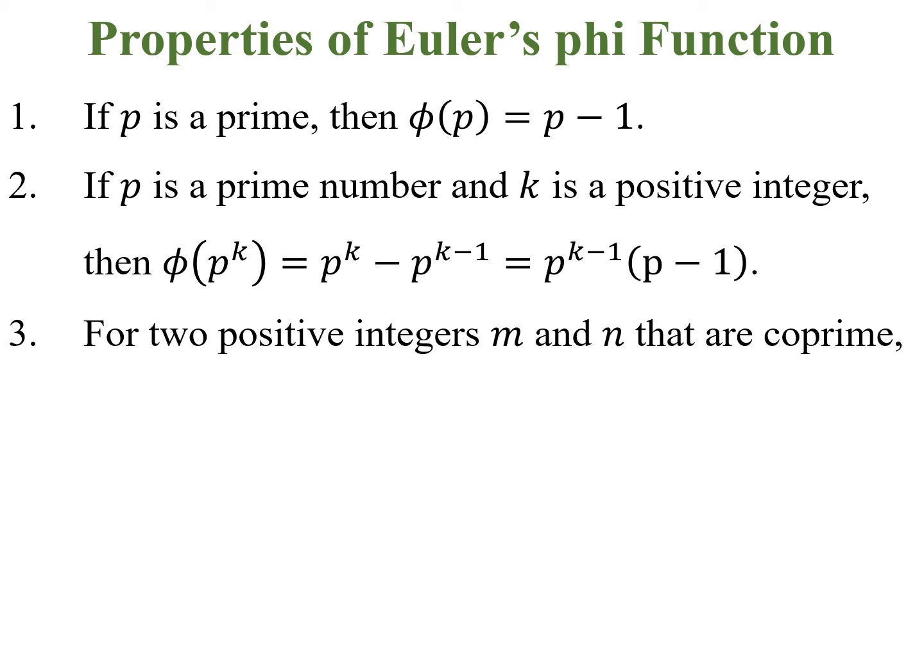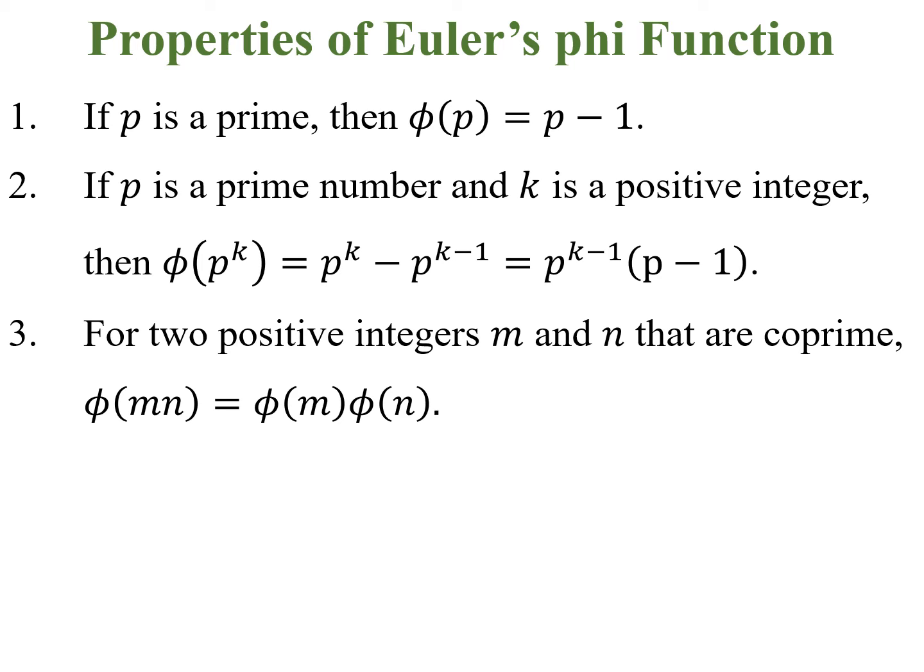Then what happened? Phi of m into n is equal to phi of m into phi of n. This is again a very nice formula. Suppose you have to find phi of 12. That 12 can be written as 3 into 4, and 3 and 4 are co-prime. So phi of 12 can be written as phi of 3 into 4, which is equal to phi of 3 into phi of 4. Very good.